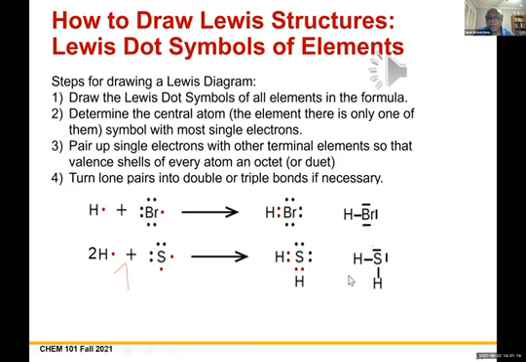2 of them. You can write them as lines here. Sulfur has 2 lone pairs and 2 bonding electron pairs between S and H. So that's how you describe Lewis structures of molecules, starting from the Lewis dot symbol.